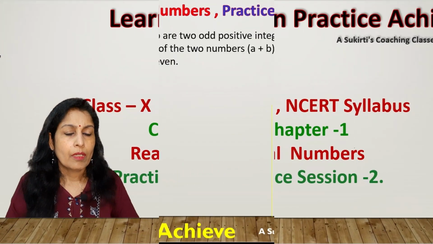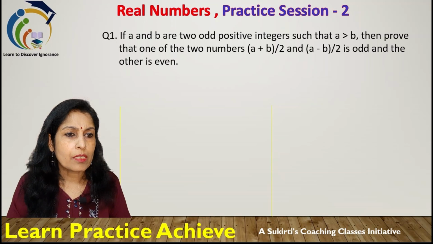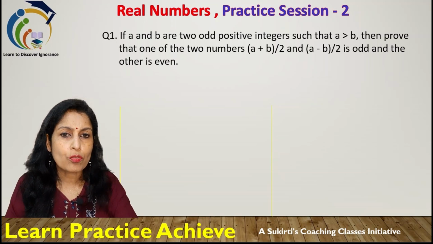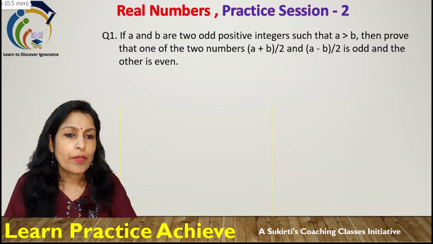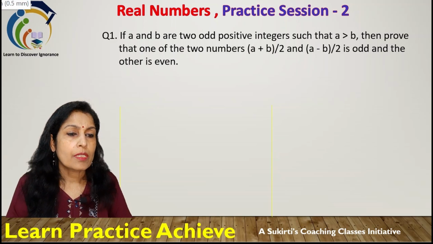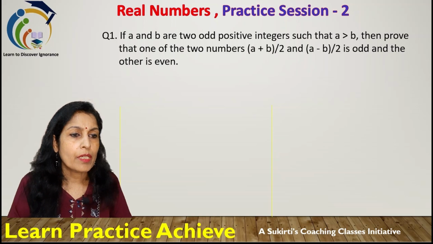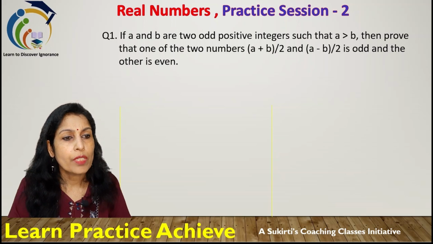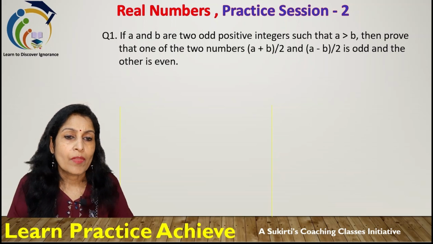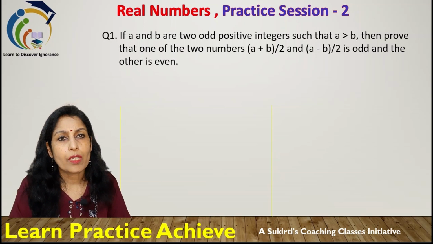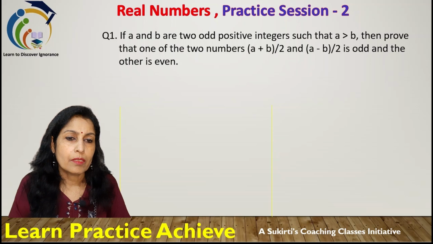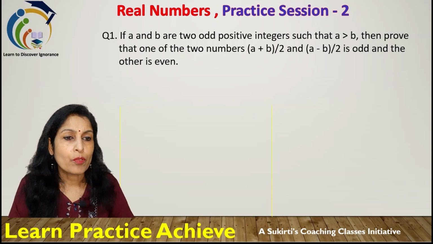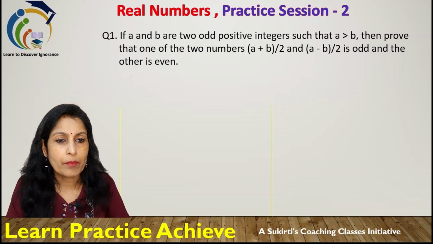So चलिए शुरू करें. So now we will start real number practice session 2, question number 1, and in this question number 1 it is given that if a and b are two positive odd integers such that a is greater than b, then prove that one of the two numbers (a plus b)/2 and (a minus b)/2 is odd and the other one is even.